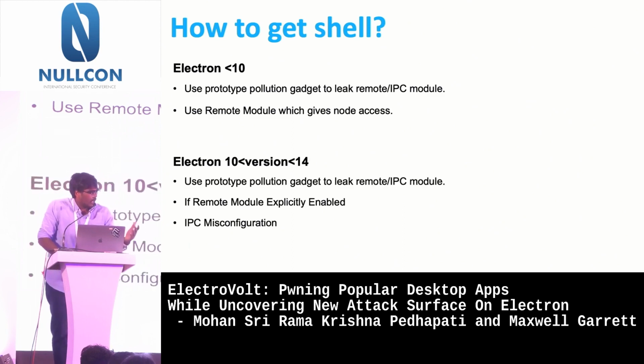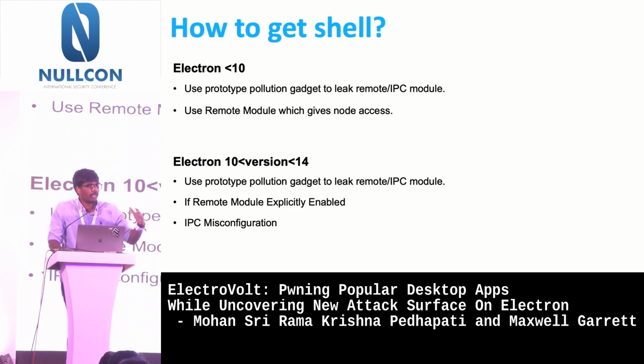So they obviously thought it's not really good to have this remote module, and they put it behind a flag, which means the Electron developer has to explicitly enable it. If the application explicitly enables it, you can use this remote module to pop the calculator, or you can use an IPC misconfiguration, which is similar to the remote module. I'll be talking more about this in the coming slides by showing an exploit in Microsoft Teams.